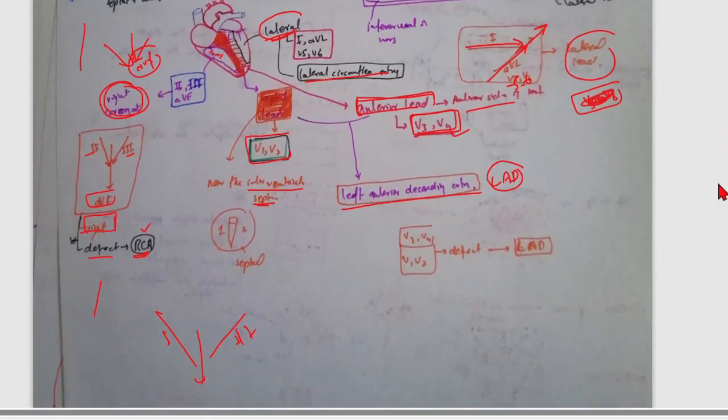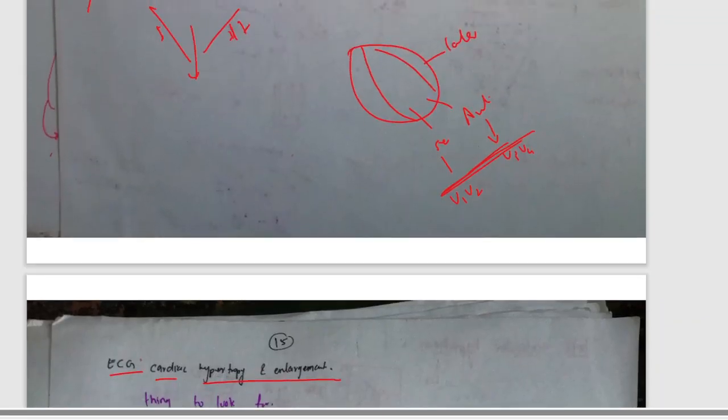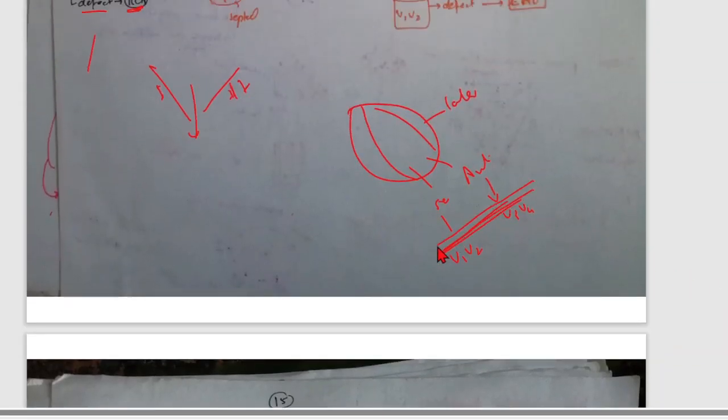These leads, okay, how can you revise it? This is your heart. This is the lateral side, this is the septal side, and this is the anterior side. So septal are V1, V2, anterior are V3, V4. Okay, these are the anterior leads. If there is any defect present here, the LAD will be affected.